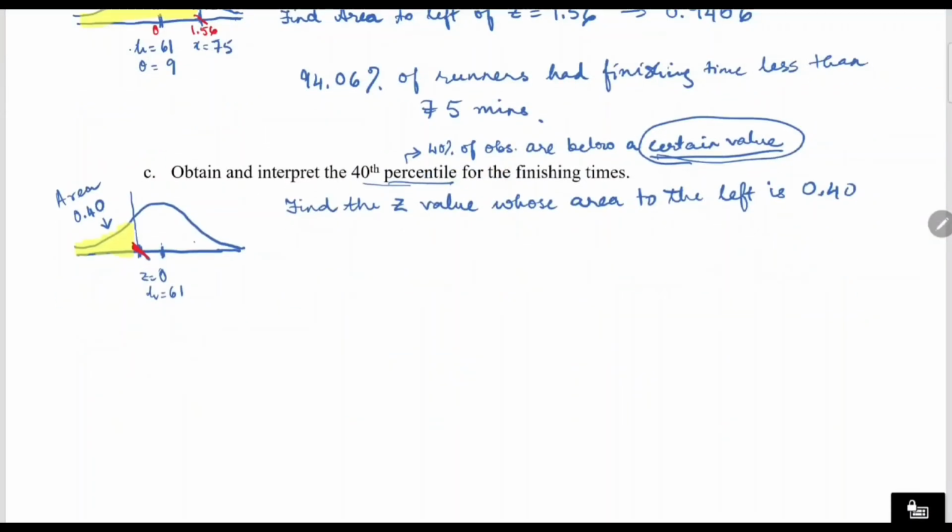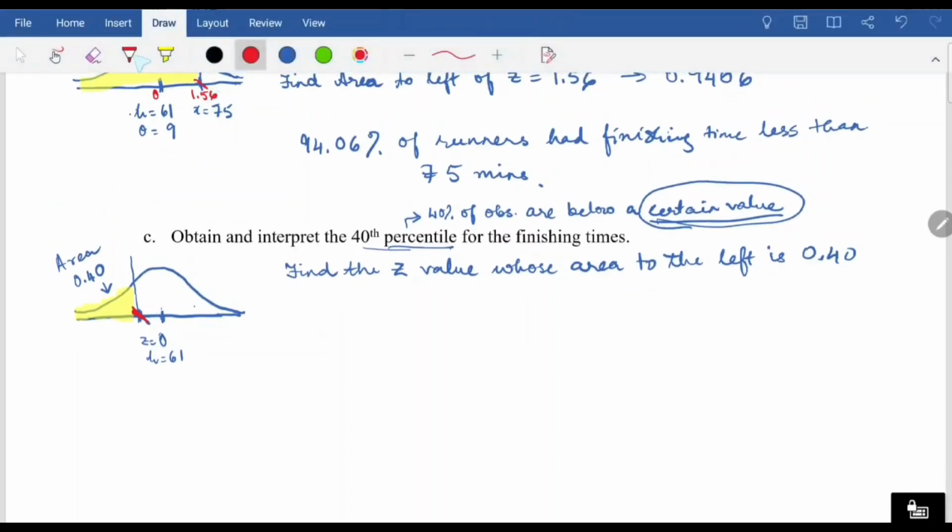So let's go back to our worksheet here. So it's z equals negative 0.25. Okay, so we got our z value now from the table. We have to find the corresponding x value.